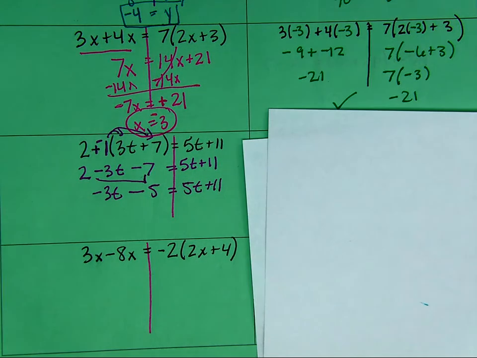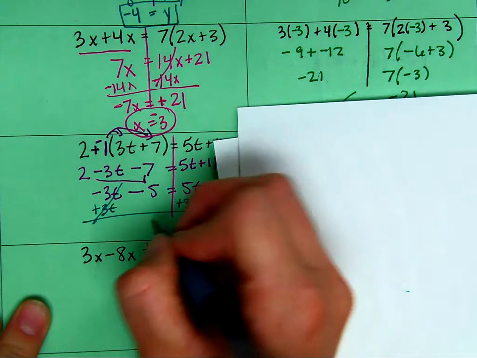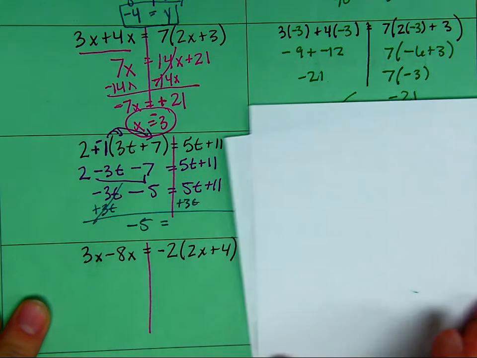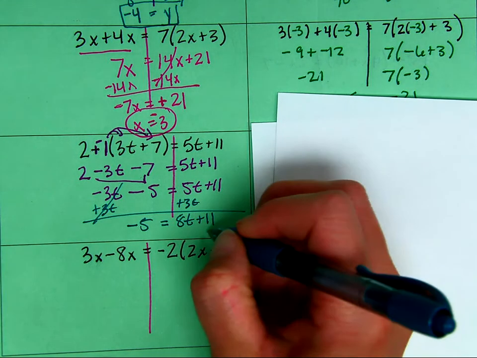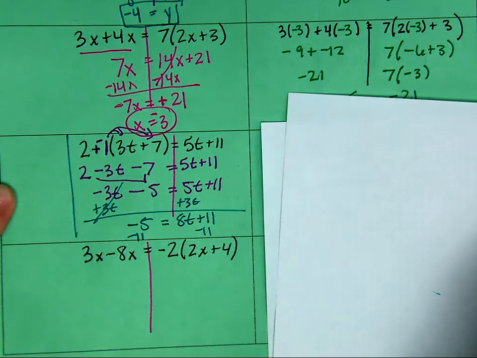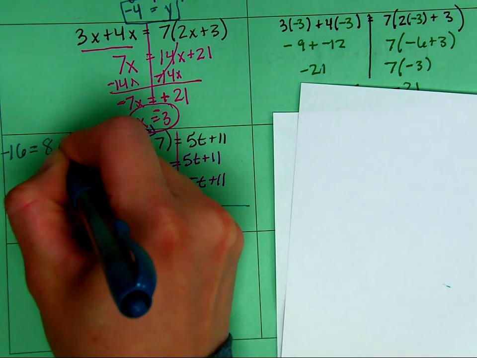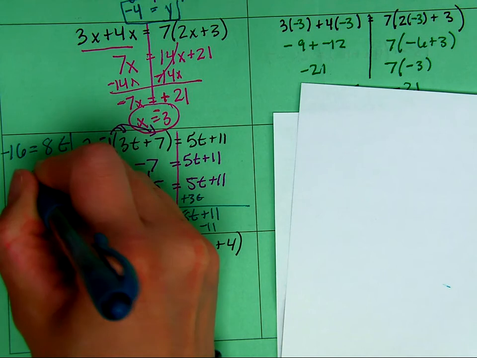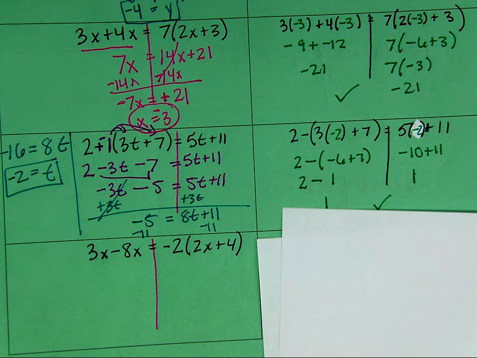So I had to distribute, I had to combine like terms, and now I can get my variable on the same side. So I'm going to add 3t. Negative 5 is equal to 8t plus 11. So subtract 11 from both sides, and I'm going to come up over here because I'm running out of room. So on this side, I'm going to get my negative 16 and my positive 8. So when I divide, t is negative 2. Okay, you see that works out on the other side.